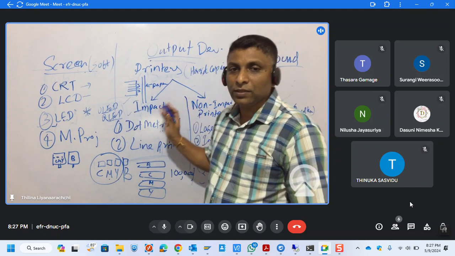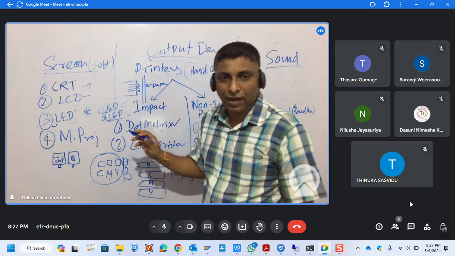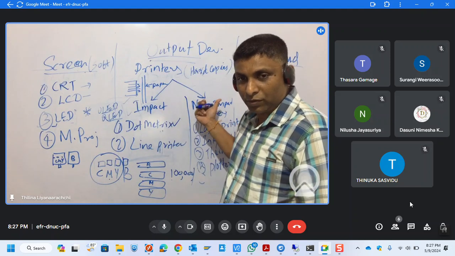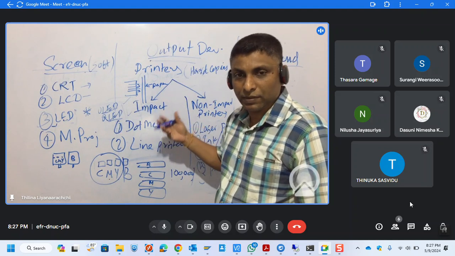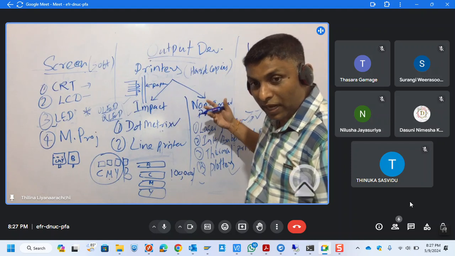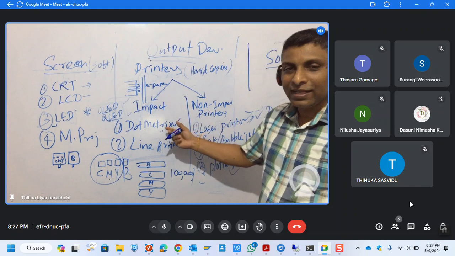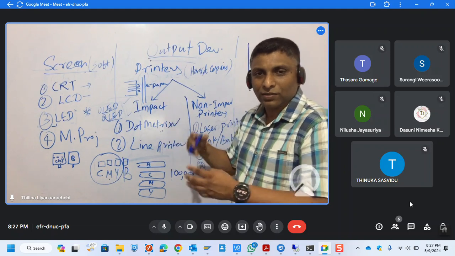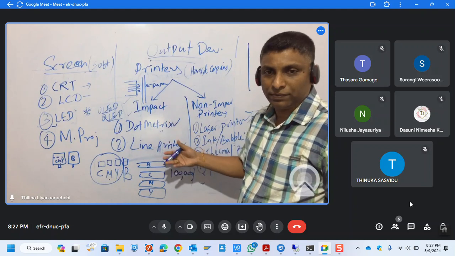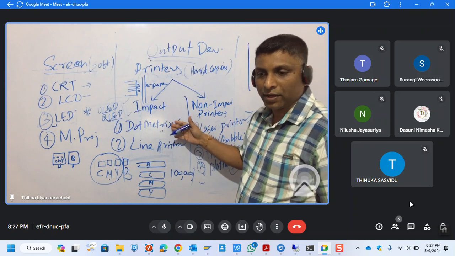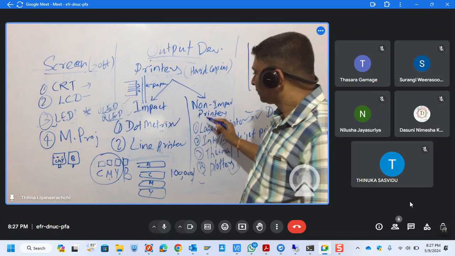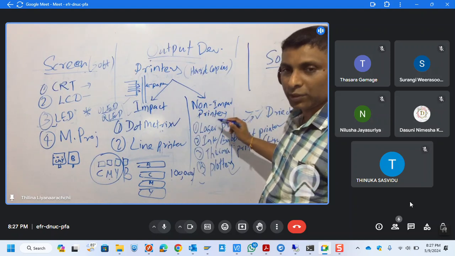But with non-impact printers you have to use separate papers. If you want three copies, you need to print three times, right? But here you can use carbonized papers, so it generates copies at the same time. That's a very big advantage they have not mentioned in the book. Remember that, right? And non-impact printers are very expensive.